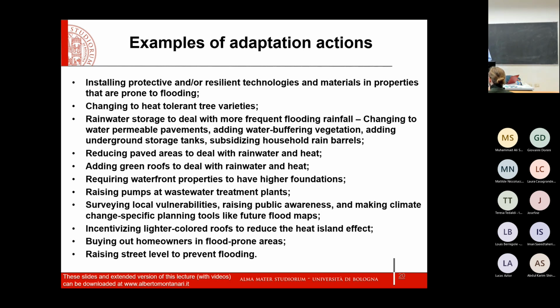Requiring waterfront properties to have higher foundations in order to avoid that the foundations are eroded. Raising pumps at wastewater treatment plants, and surveying local vulnerabilities, raising public awareness, and making climate change specific planning tools like future flood maps. Incentivizing lighter colored roofs to reduce the heat island effect, as we discussed, buying out homeowners in flood-prone areas. This is something that is frequently considered and difficult because we need resources. And raising street level to prevent flooding. This is used in some coastal regions.